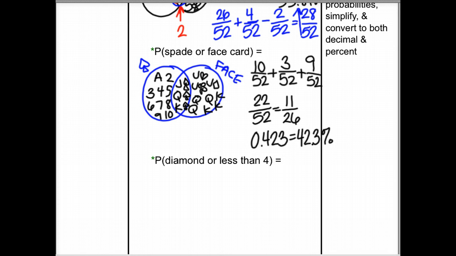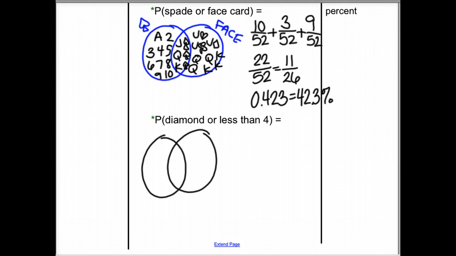Finally, we have diamond or less than 4. So we've got diamonds less than 4. If we start with that middle area, our diamond cards that are less than 4, we've got 3, we've got 2, and we've got our ace. Diamonds over here, less than 4. So we've got 3 of diamonds, 2 of diamonds, ace of diamonds that are both diamond and less than 4. Our other ones that we have for diamonds are 4, 5, 6, 7, 8, 9, 10, jack, queen, king.